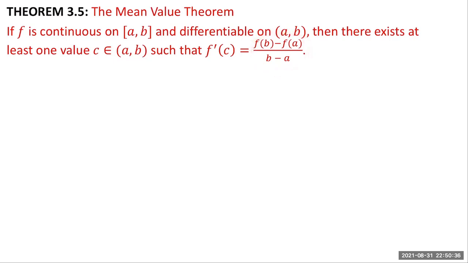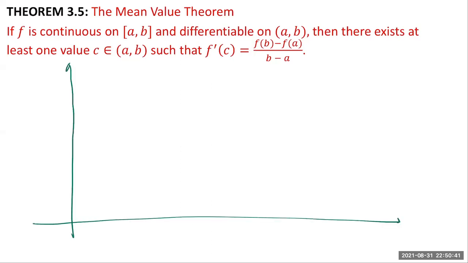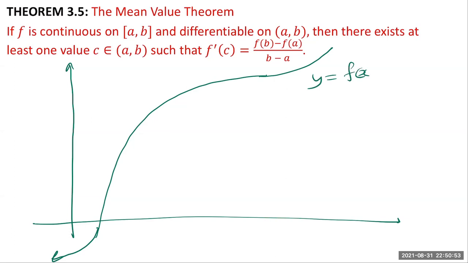Okay, here is the geometric idea of what this says. Suppose you have a graph of a function like this. This is the graph of y is equal to f of x. And say your a is here, that means your f of a is here. Say your b is here, your f of b should be here.